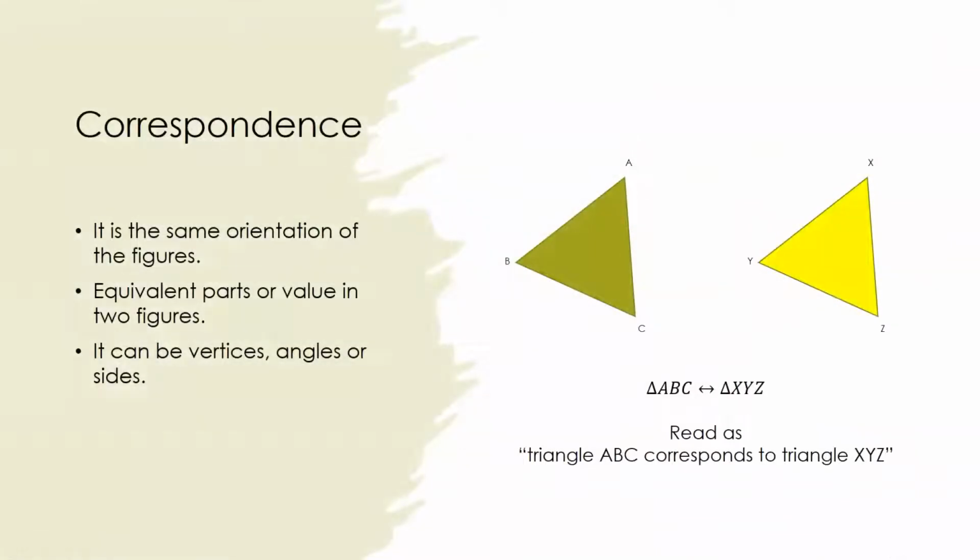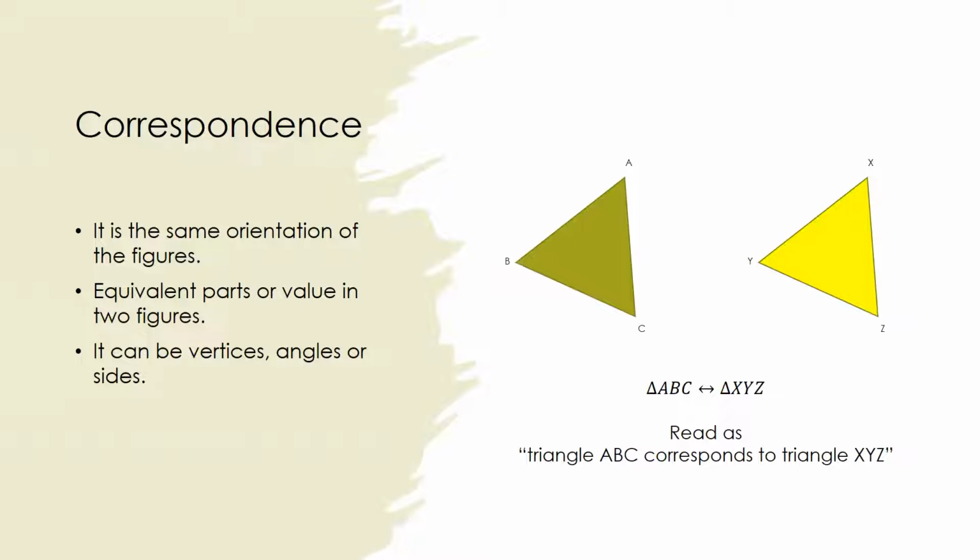Now, correspondence is the same orientation of the figure. Given two or more figures, you have the orientation. This is a topic in geometry. We have what we call equivalent parts or values in two figures. Those parts could be vertices, angles, or sides.